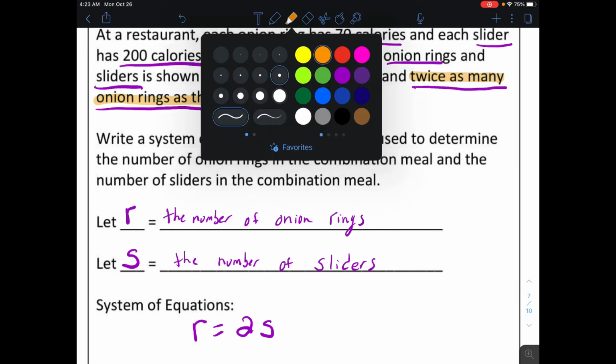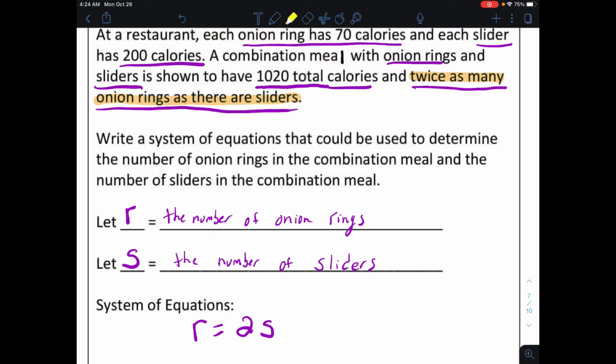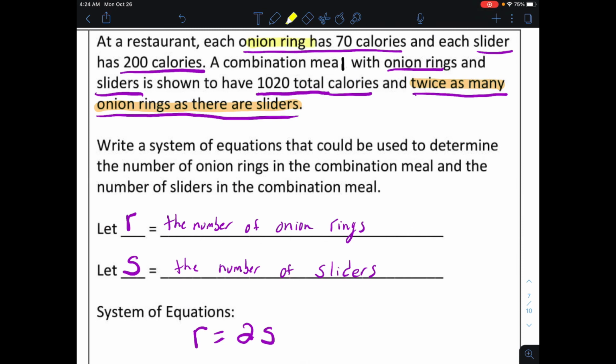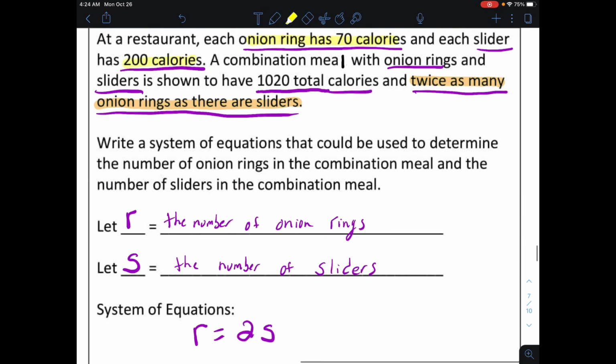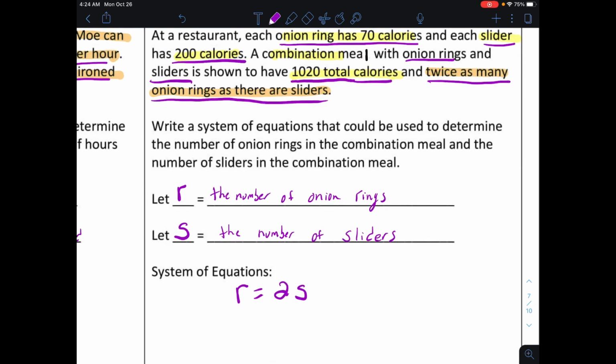Now we're going to relate the other part together, which represents the number of calories. Each onion ring has 70 calories and each slider has 200 calories, and when I combine them in this combination meal, we have a total of 1,020. So our second equation has 200 calories per slider, so 200S, plus 70 calories per onion ring, so 70R, is going to equal 1,020.